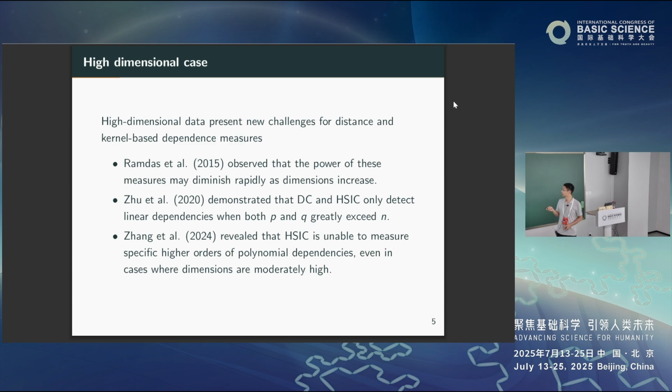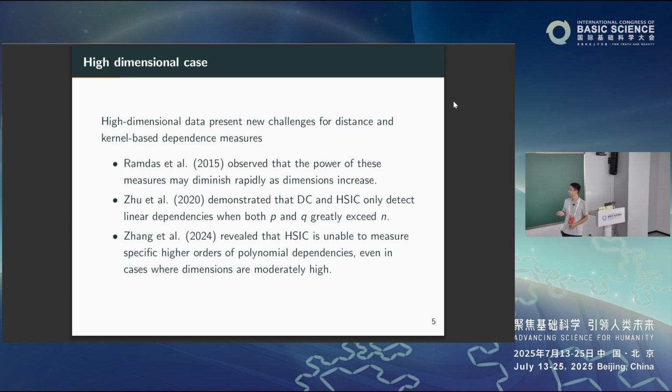For example, Professor Ramdas observed that the power of both the distance correlation and the HSIC may diminish rapidly as the dimensions increase. Their result is based on simulation findings, numeric findings. Later, Professor Zhu demonstrated theoretically that the distance correlation and HSIC can only detect linear dependence if both p and q greatly exceed n. Here, p and q are the covariate dimensions, and n is the sample size.